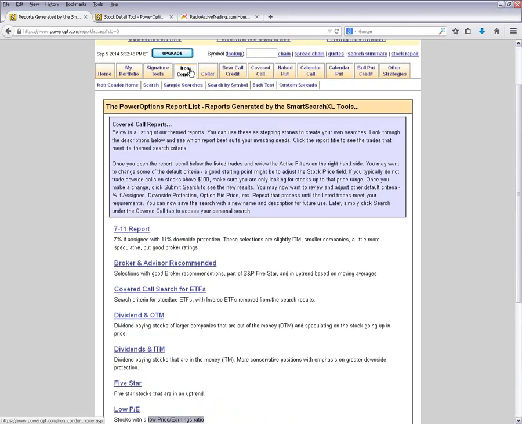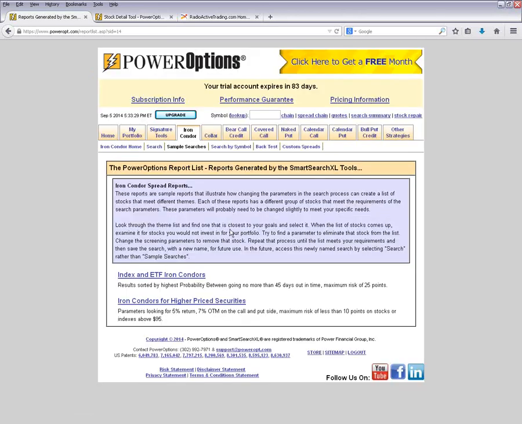Other strategies, we talked about Iron Condor, for example. In the sample searches, there are just 2 basic ones: Iron Condors for higher price securities, and indexes and ETFs. For the married put positions that we've been talking about, you just want to go in the search and use the radioactive trading ones. But in any other strategy, if you're not sure what you're looking for, go to sample searches first. You'll see a few themed searches for you to use as a stepping stone to create your own personal search.